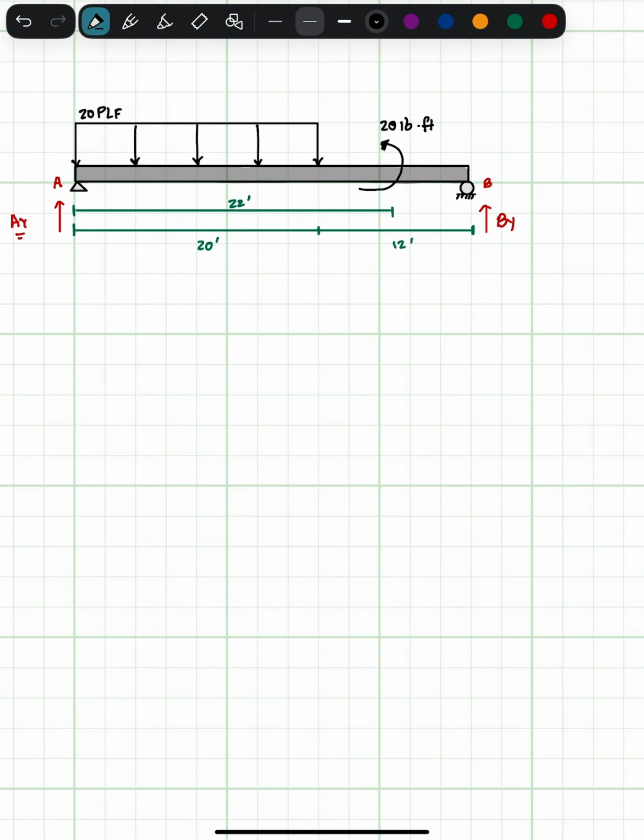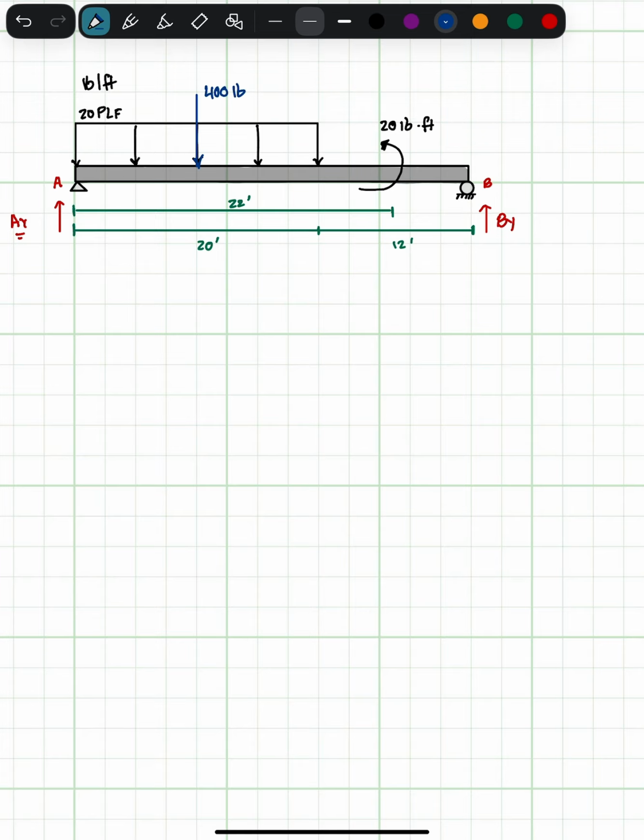So it's base 20 feet long. That's how much the uniform load is spanning times the magnitude, 20. So we got 400 pounds right dead in the center of this uniform load. I'm going to call it right here. I'm getting 400 pounds. This PLF stands for pound per linear foot, so keep that in mind. 400, so it's 400 pounds.